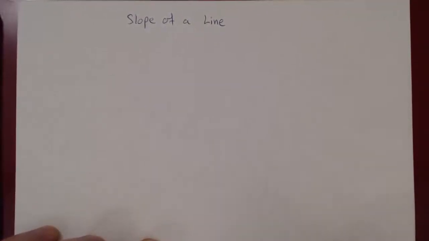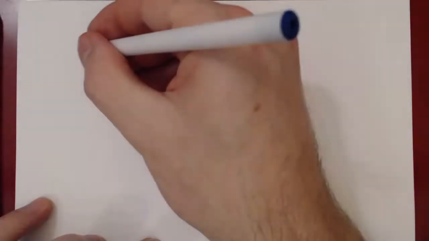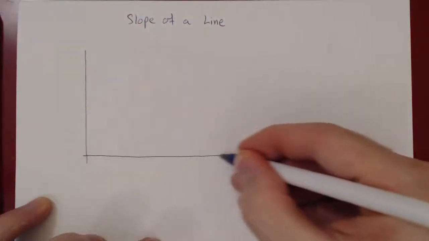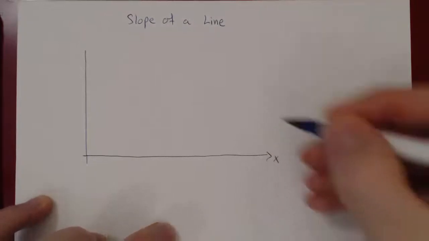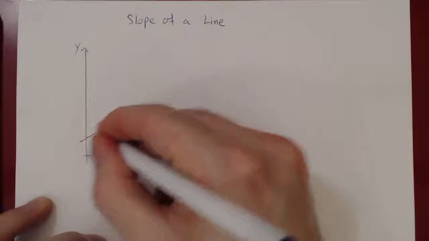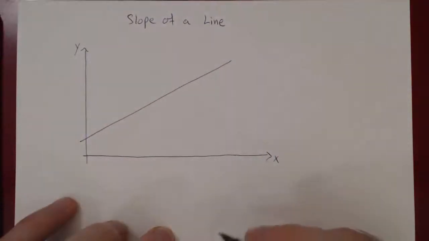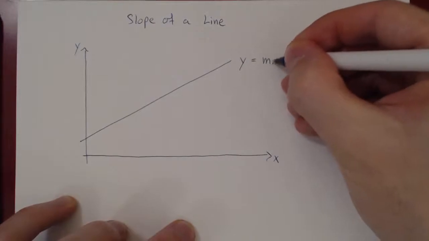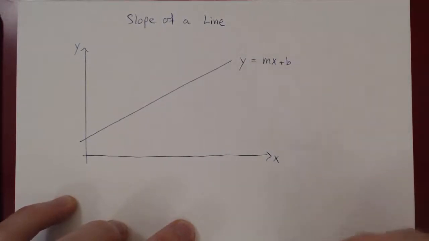Okay, so let's review the slope of a line. So consider the following picture in the xy plane. And let's draw a line that may look something like this. Say the equation of a line, if you remember, is y equals mx plus b, where m and b are constants. Let's take 2 points on this line.